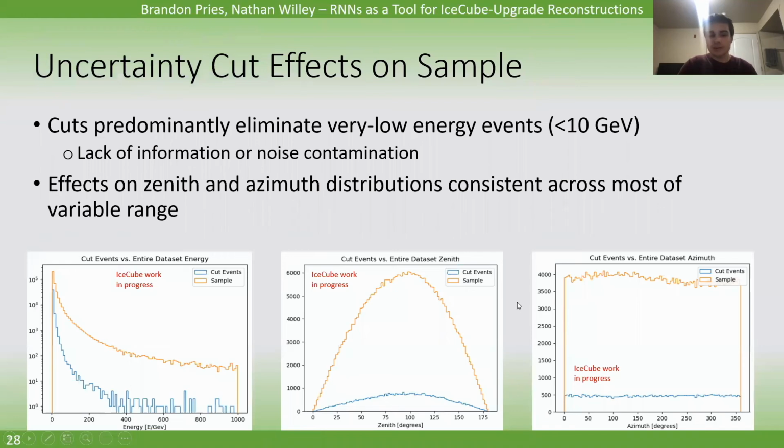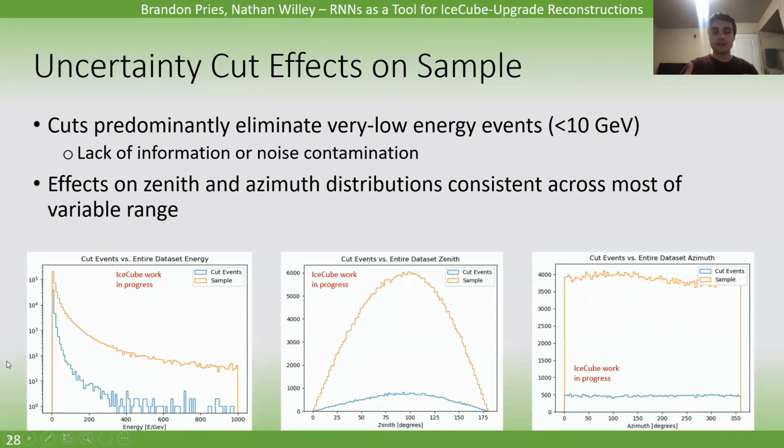So the natural question to ask after you make this cut is, what does the cut look like? What are these events that were non-reconstructible? If we look at this bottom left plot, the orange histogram is showing our overall sample of events. Brandon showed a plot of this at the beginning of the presentation. This is a histogram in log space. The blue histogram is now showing what events are cut by this cut.